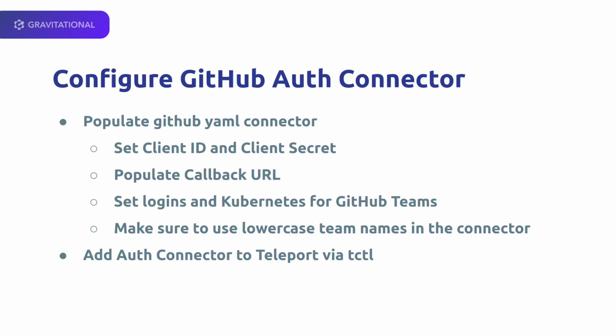Now that the GitHub organization has been configured, we can configure within Teleport. We'll be configuring the GitHub Authentication or Auth Connector. That'll be within a GitHub YAML file. We'll be setting that same client ID and client secret, providing the callback URL. We'll also be setting the logins and Kubernetes access allowed for the specific GitHub teams within that organization. One tip is to make sure to use lowercase team names in the connector, not camel case. Lastly, we'll be adding that auth connector to Teleport via tctl. You can also directly add it via the web as another option.